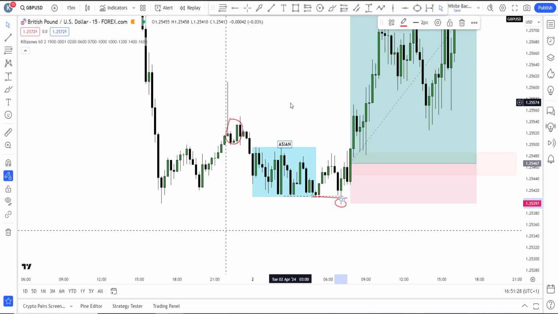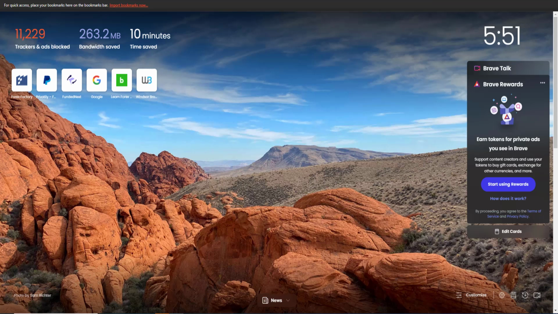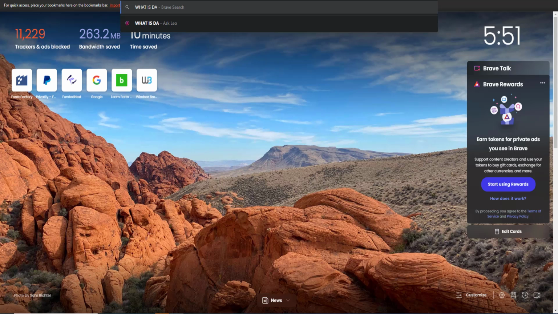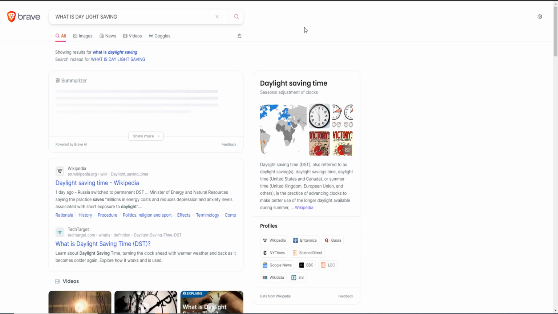Now, by the way, guys, we are back to daylight saving. Those of you who are not in Europe or in the Western world, what is daylight saving? Let me show you. It's important I tell you this because it's going to give you some fresh idea about the market. So daylight saving time, DST, is the practice of advancing clocks to make better use of the longer daylight available.